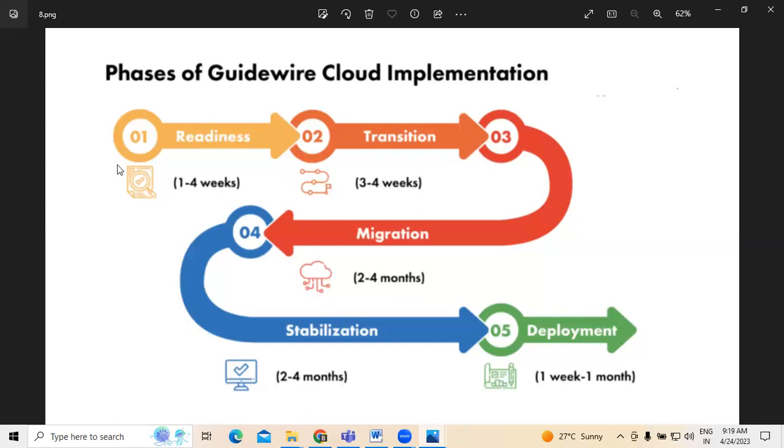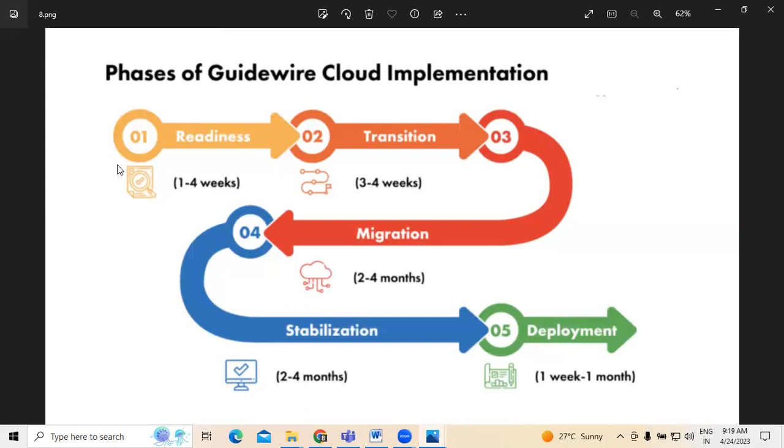Now, the migration stage includes cloud optimization and remediations, demonstration of key cloud functionalities, and execution of test plans. An early systems integration test may be performed where appropriate, and this can take around 2 to 4 months. In the stabilization stage, end-to-end system integration testing and support for user acceptance testing are performed, users are trained, and the deployment plan is finalized, which takes around 2 to 4 months.